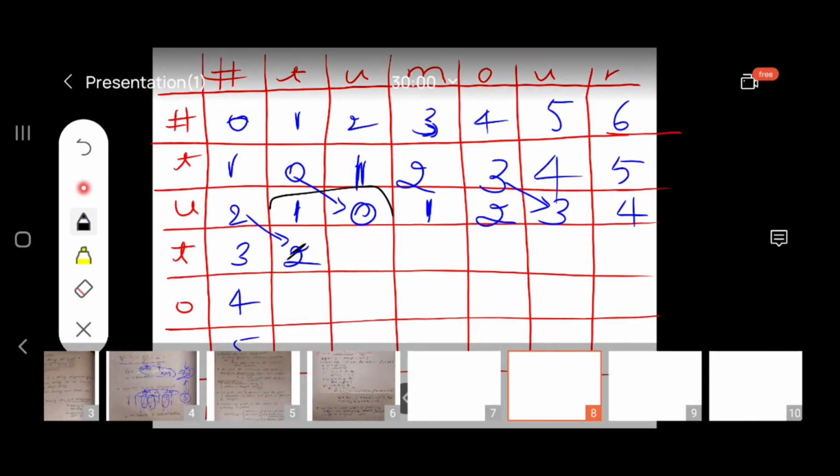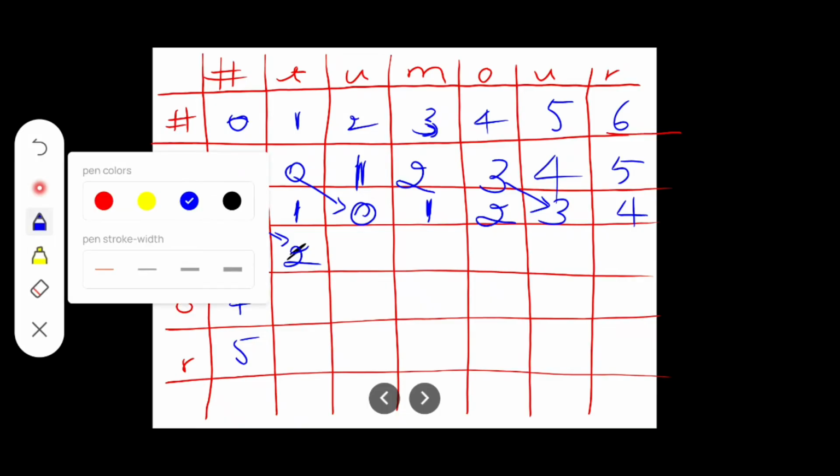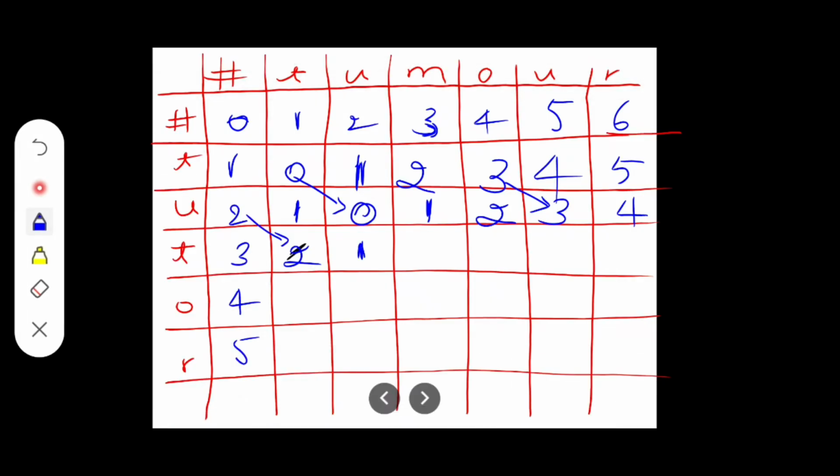We have to take the minimum element among this set, because we have to fill this box. So we have to take the minimum element among this set: 0, 1 and 2. Which is the minimum element? That is 0. Minimum element plus 1, that is 0 plus 1, which is 1. Okay, next, moving on to the next column, that is t is compared with m.